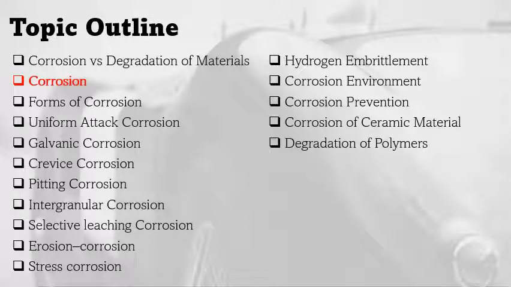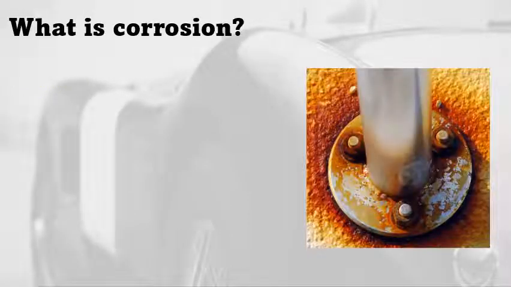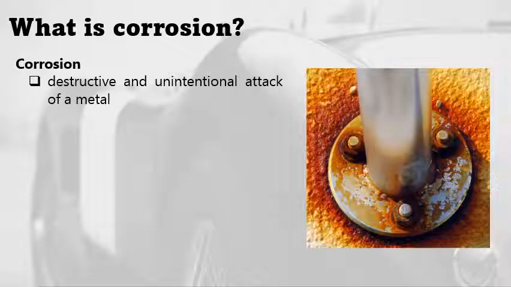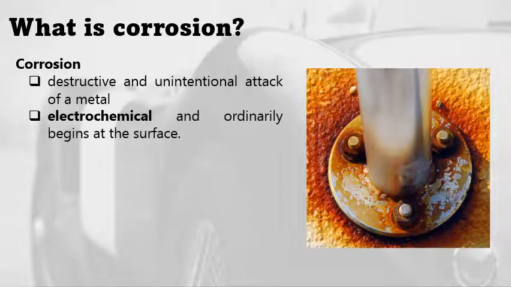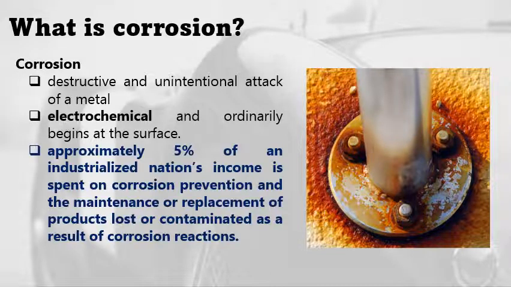Now that we understood the difference between the term corrosion and degradation of materials, let's dig deeper into corrosion. Corrosion is defined as the destructive and unintentional attack of a metal. It is electrochemical and ordinarily begins at the surface. Note that we will define the term electrochemical later.